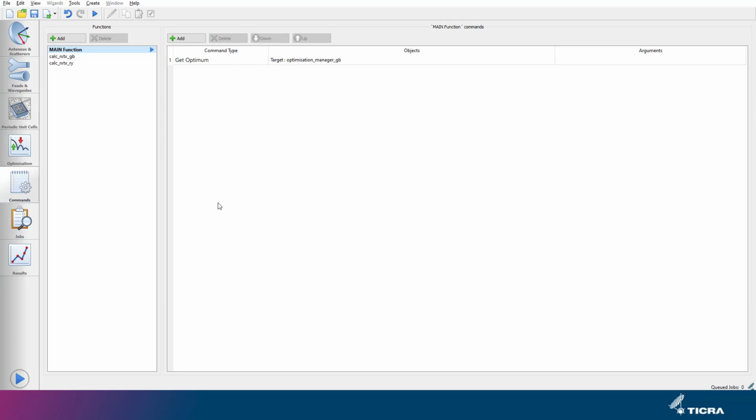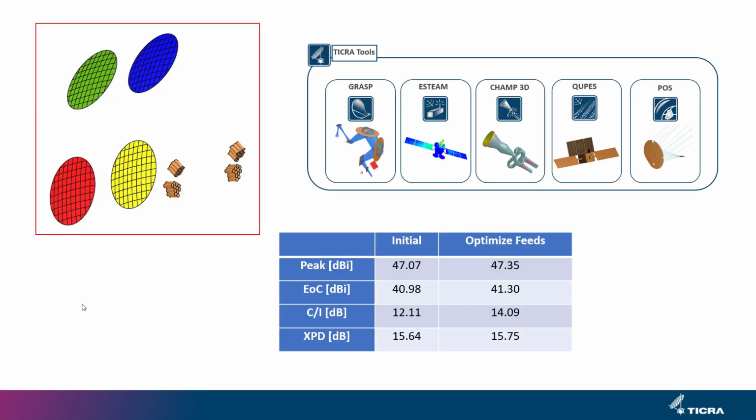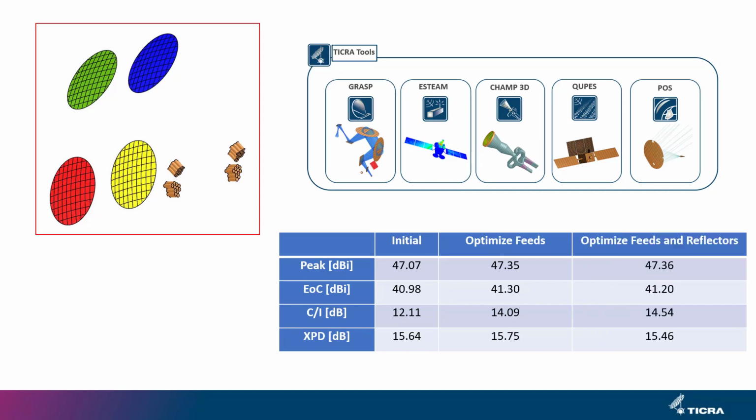This new optimization starts with the feed design we obtained in the first feed-only optimization job, and the start performance is therefore the numbers in the Optimized Feeds column in the table. When we optimize simultaneously the feed design and reflector shapes, we get this performance. We get a small degradation of the edge of coverage and XPD, but the limiting quantity, the C over I, is improved by almost half a dB. Thus, we pay a small price on some of the other quantities to improve the C over I when optimizing both feeds and reflector shapes.